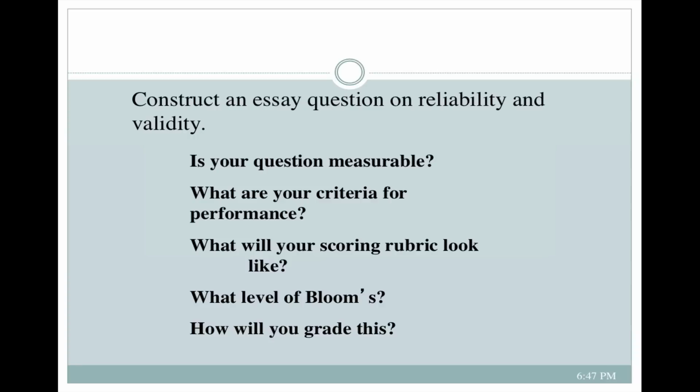And then finally, how will you grade this? How will you know that the student has achieved what you want them to do? And how will you know that you can grade each of the assignments in a similar fashion? And it's this last attribute, the idea of being consistent, that is the central component of reliability.